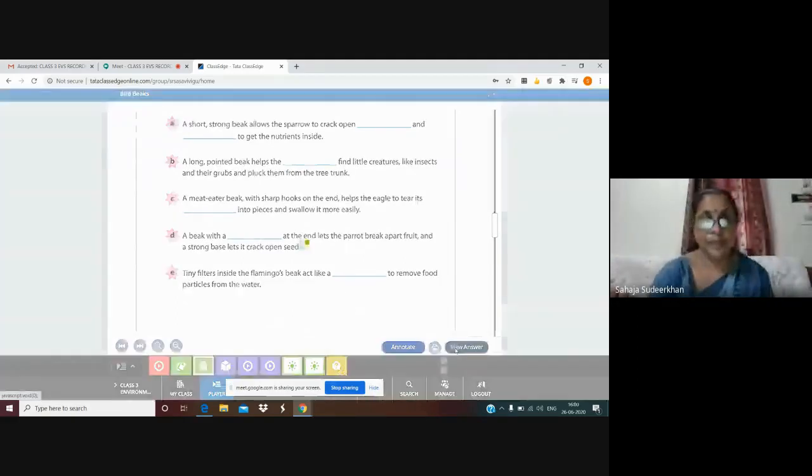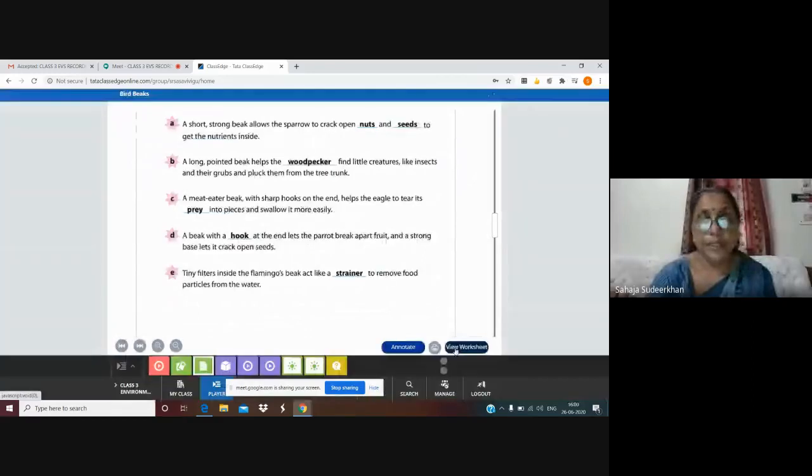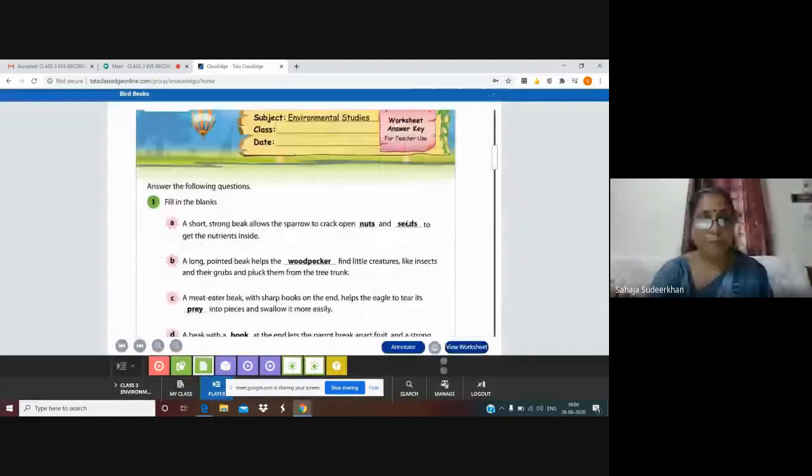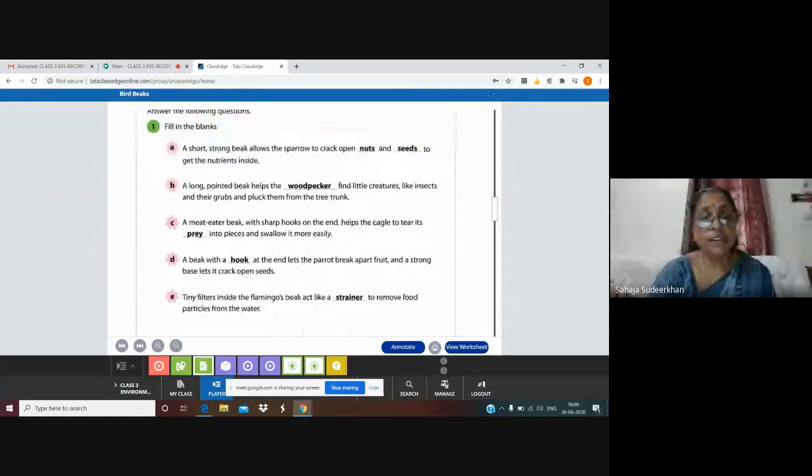View the answer. First one is nuts and seeds. Woodpecker has a long pointed beak to find the insects. Then eagle, kite, all these birds are meat eater birds having beaks like that.